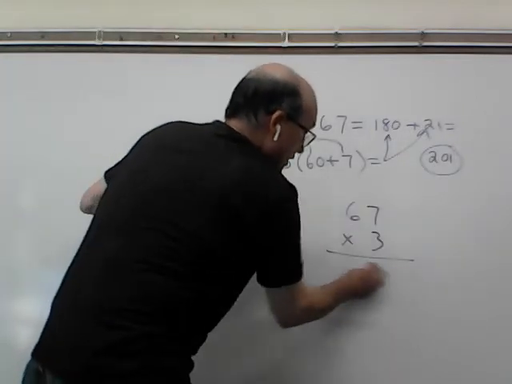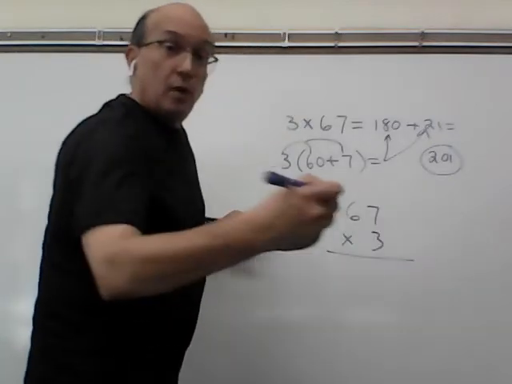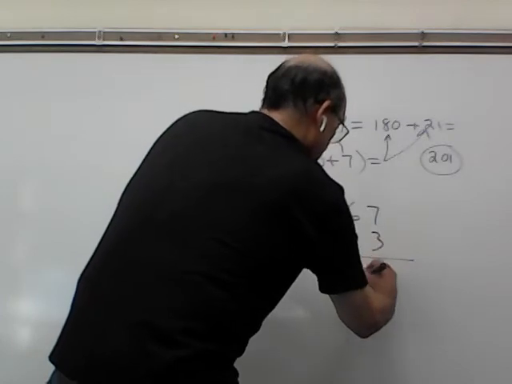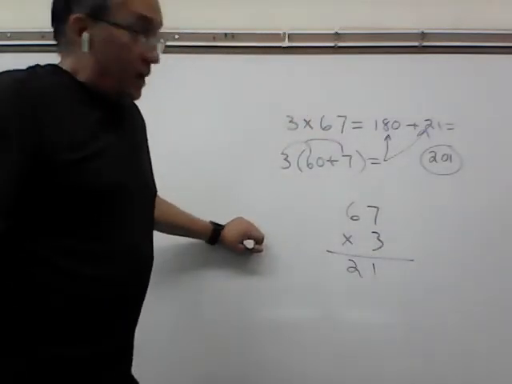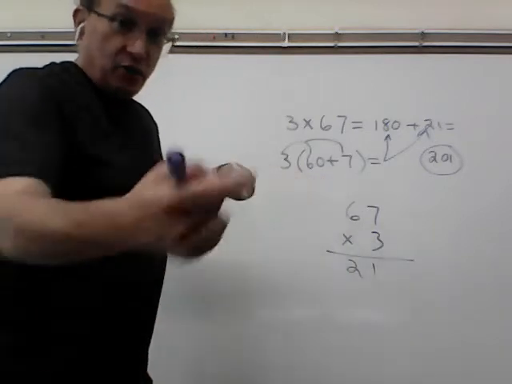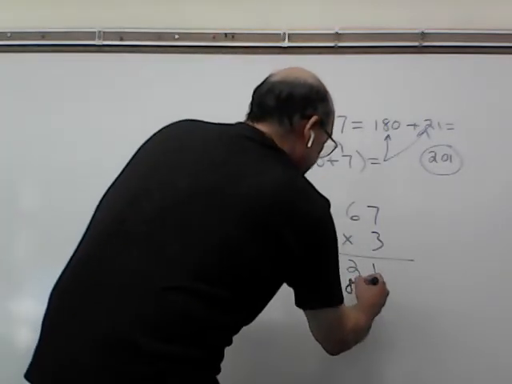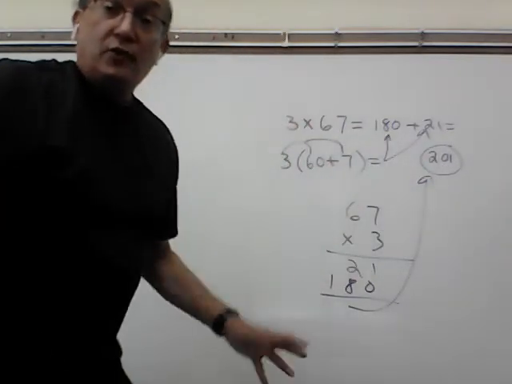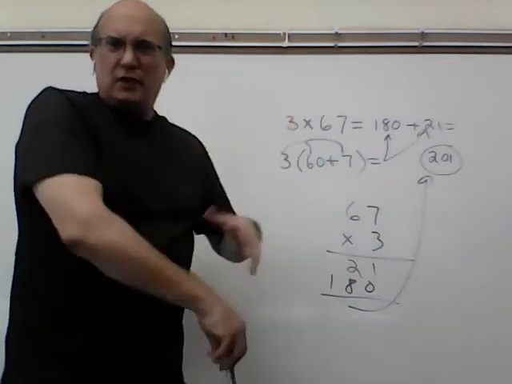Another thing that we could have done here is, instead of putting down the 1 and carrying the 2, we could do 3 times 7 is 21. But for the second step, you have to now realize that that's 60, and 3 times 60 is 180. Put that down here. And this is essentially exactly how the distributive property worked above, except it's vertical.